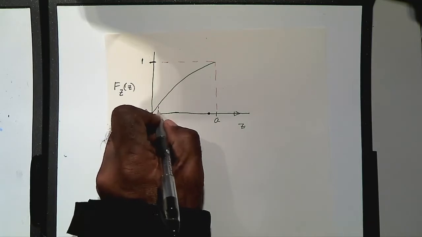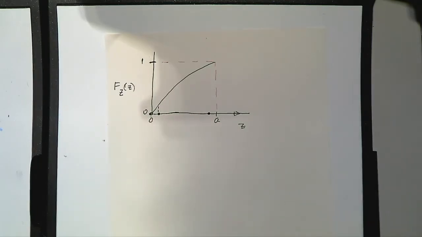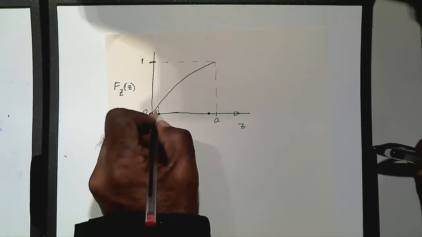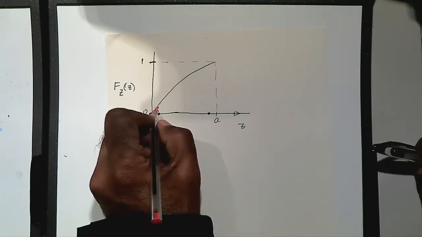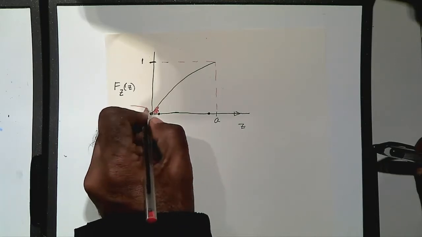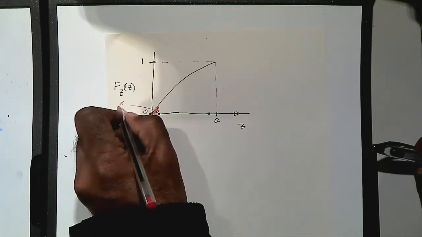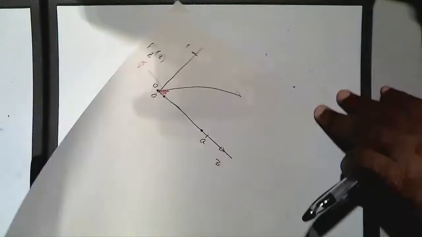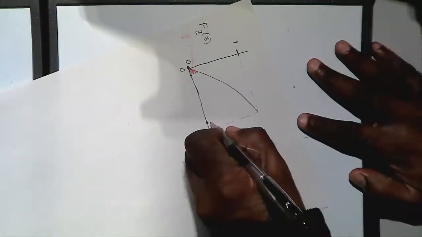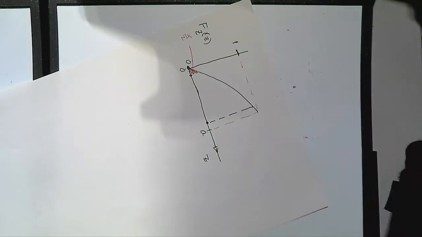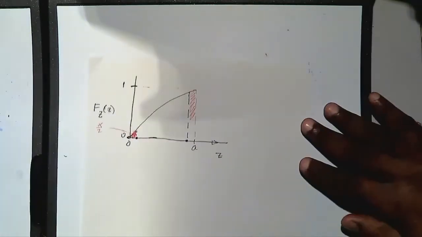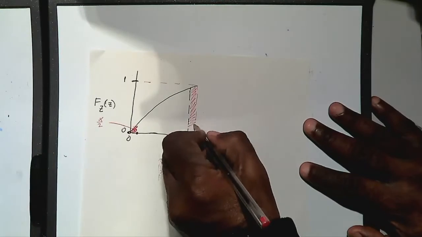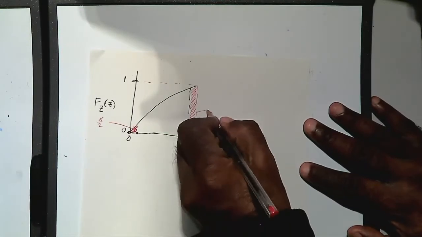And we want this area here to be equal to alpha by 2, right? And we also want the area here, sorry, we also want the area here to be alpha by 2.